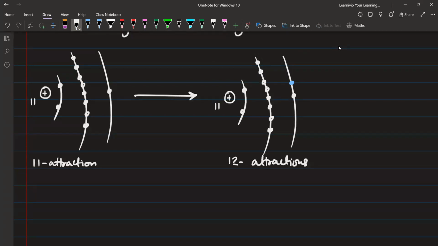And till the time attraction is greater than repulsion, the enthalpy change in this particular process will be exothermic. There will be a release of energy, because overall there is an increase in the attraction. Obviously, this is in general.